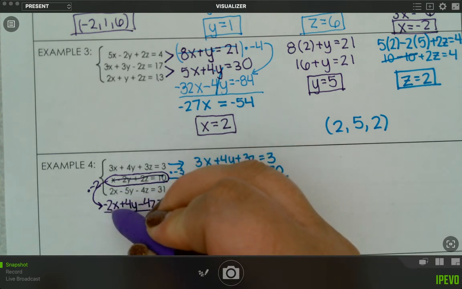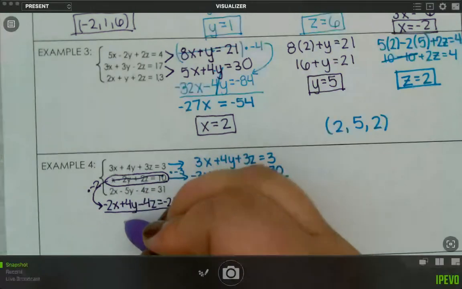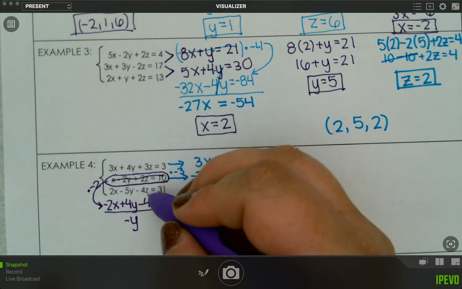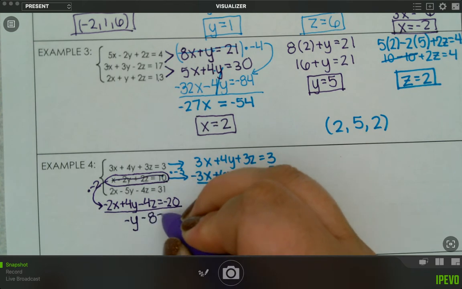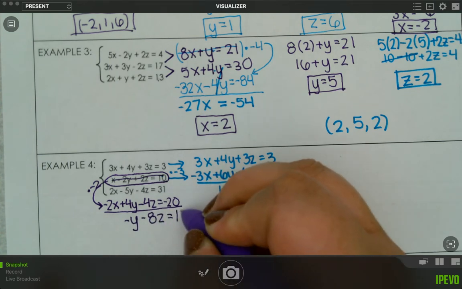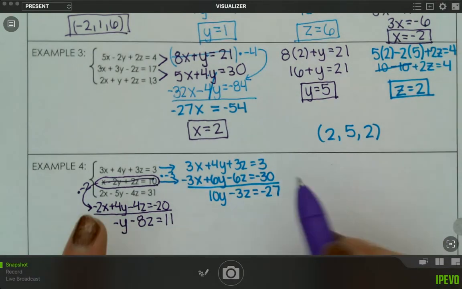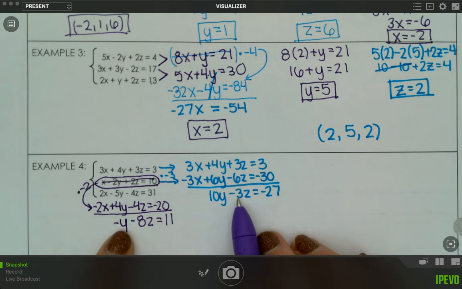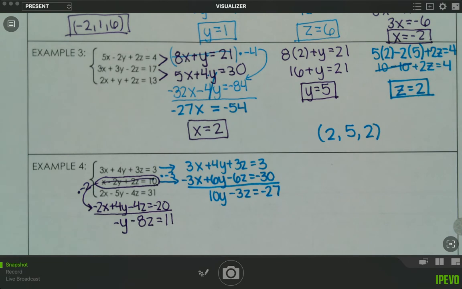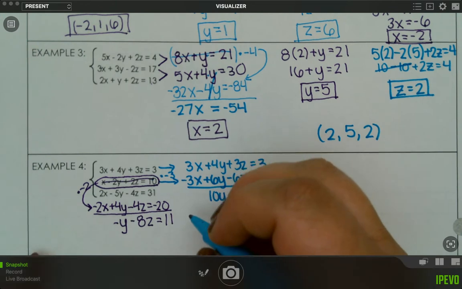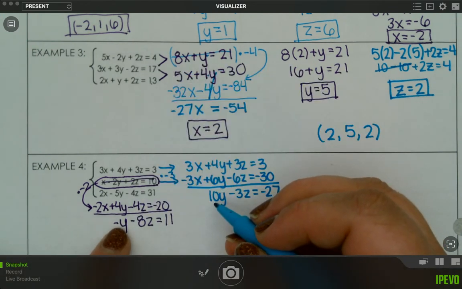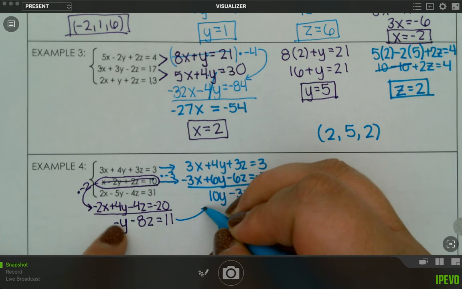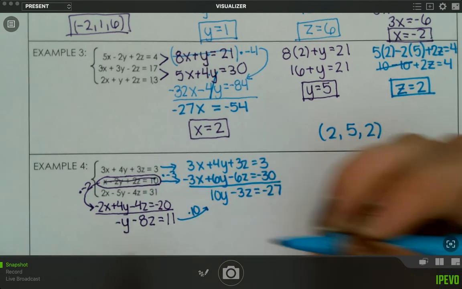So that's going to be 0, negative 1y, negative 8z, and 11. So now I need to find a way to cancel out either my y's or my z's between these two. Okay. This one, it's not necessarily a whole lot easier one way or the other, but I see that these already have opposite signs, so this one just needs to have a 10 in front. So I'm going to multiply it by 10.